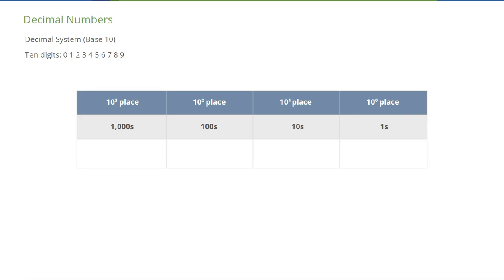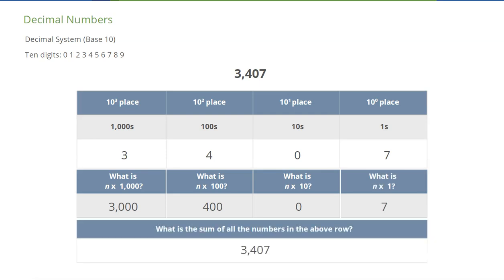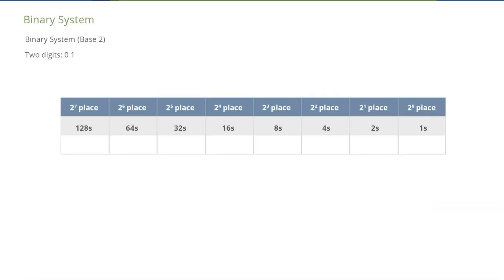Now, let's look at an example. The decimal number 3407 can easily be broken down into the different powers of 10 shown on screen. If you do the math for each position in the decimal number, you can see how we come to 3407. While the decimal system is a base 10 system, the binary number system is a base 2 system. This system uses only 2 digits, 0 and 1. In the binary number system, each position represents a power of 2, as shown on screen.